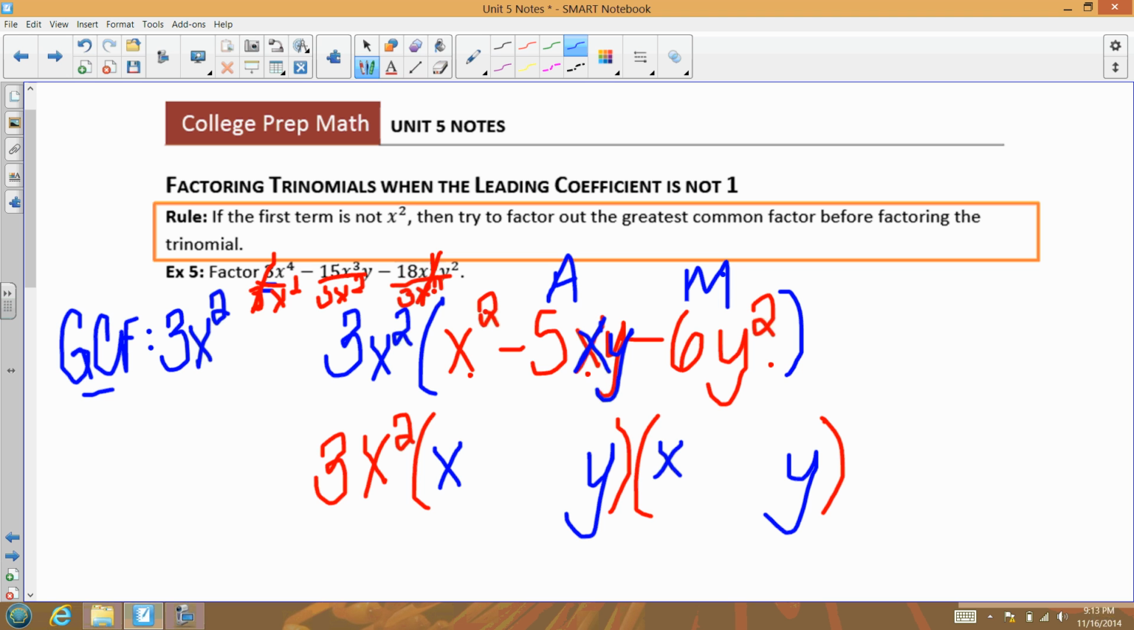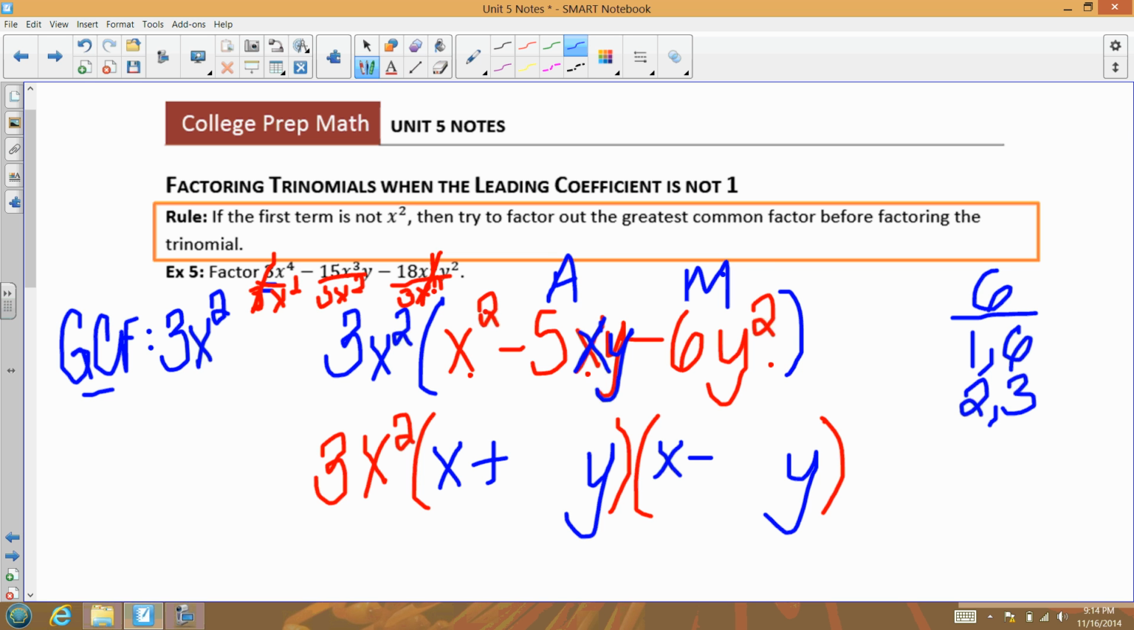So I need to multiply to 6. So I have 1 and 6 and 2 and 3. And I need to add to -5. Keep in mind you're multiplying to a negative, so that means opposite signs. We're adding to a negative, which means the bigger number has to be negative. So the only way that we can combine these numbers over here and get 5 is if we use 1 and 6, where one of them will be negative and the other one will be positive.